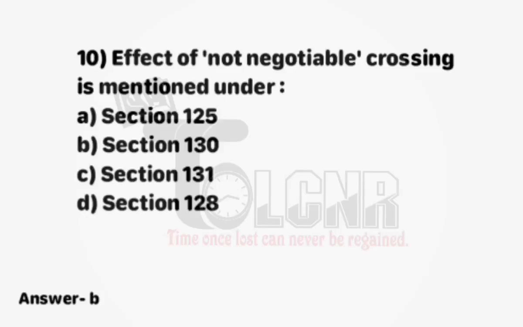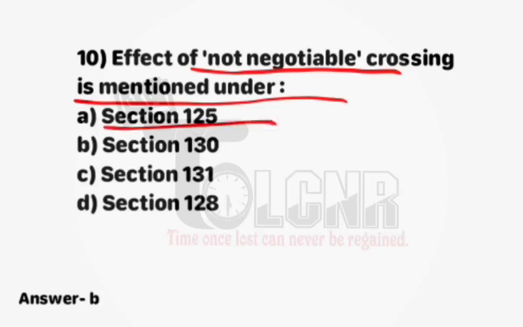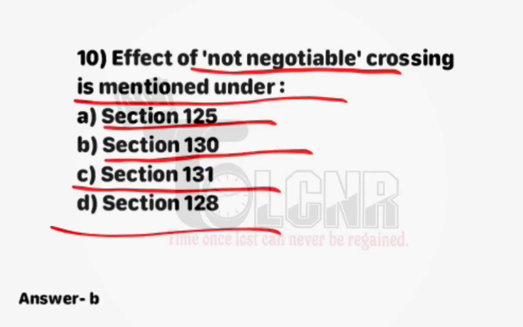Next question is, effect of not negotiable crossing is mentioned under: option first section 125, option second section 130, option third section 131, option 4 section 128. B option is correct. Section 130. Effect of not negotiable crossing is mentioned under section 130.